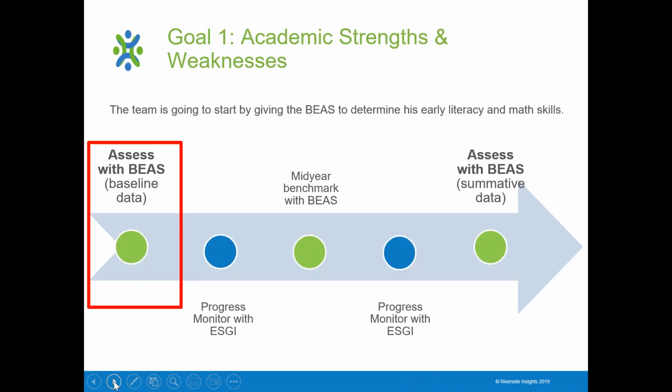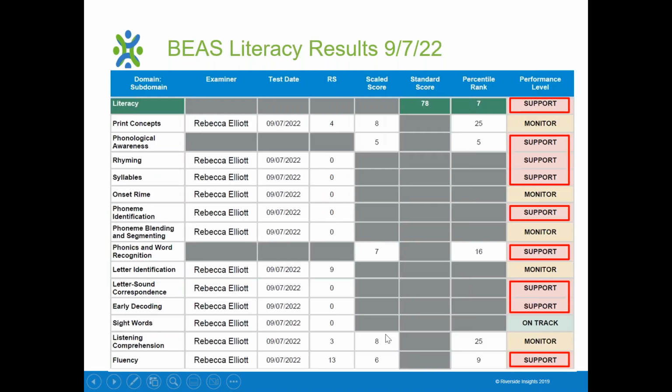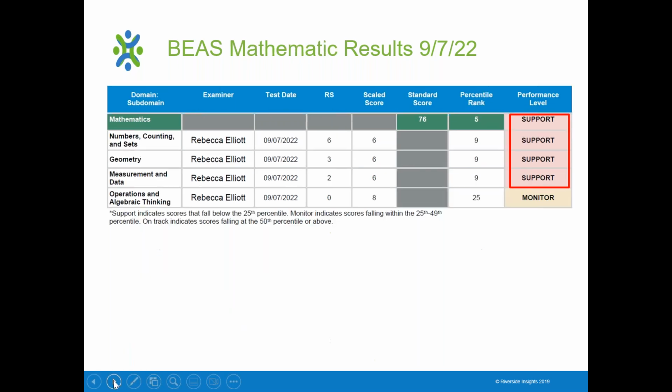So going back to goal 1, academic strengths and weaknesses. The team is going to start at the beginning of the year with giving the BEAS assessment to determine his early literacy and math skills. So this will give us our baseline data. As you can see, Christopher Robin's BEAS literacy results given at the beginning of the year show that he requires support in a lot of areas within the literacy domain. I'll point out specifically phonological awareness, phoneme identification, phonics and word recognition, and letter sound correspondence and fluency. And then within the math domain, he needs support in most things except algebraic thinking and operations, but he'll require support in numbers, counting, sets, geometry, measurement, and data.